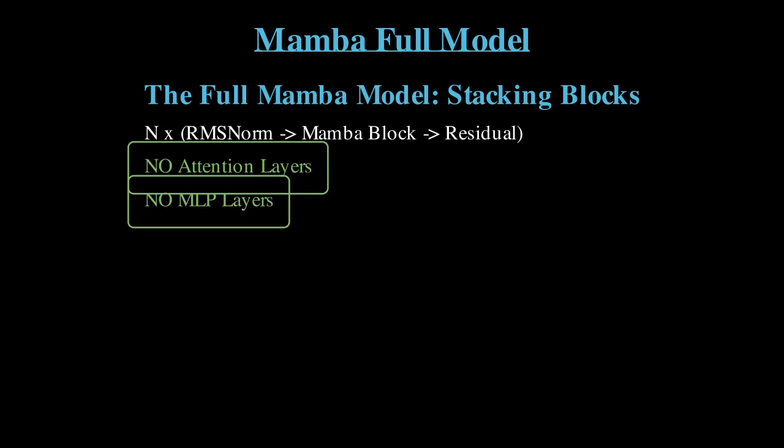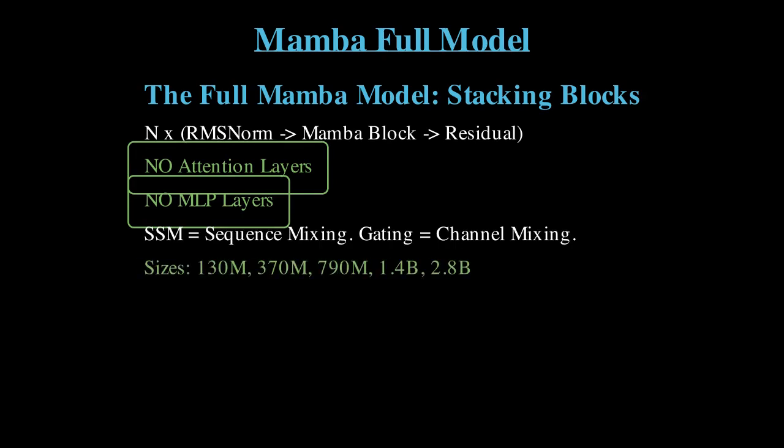And the gating mechanism inside the block, which is based on linear projections, handles the channel mixing and nonlinearity that an MLP would normally provide. So the entire model architecture is just an input embedding followed by n Mamba blocks plus an output projection to get your final logits. Standard sizes published in the paper range from Mamba 130M up to 2.8B parameters, trained on diverse datasets like the Pile for language, as well as audio and DNA sequences.